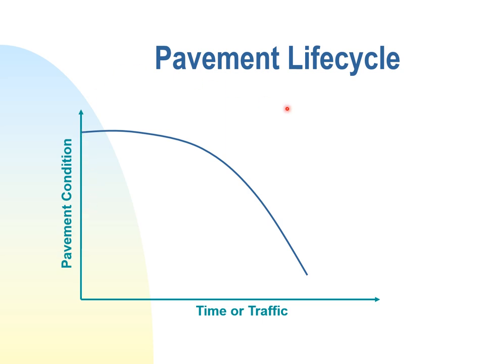If you look at the pavement life cycle, along the vertical axis we are considering the pavement condition, and along the horizontal axis either time or traffic. What is happening to the pavement condition? In the beginning you have the highest level of pavement condition, but with the passage of time you can see a decrease in that level. So with the passage of time, or with the increase of traffic, the pavement condition is becoming weaker.